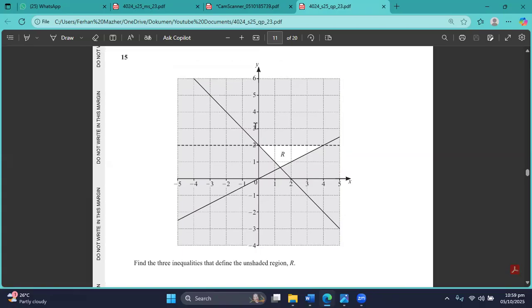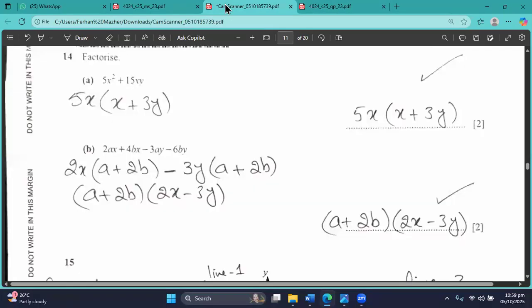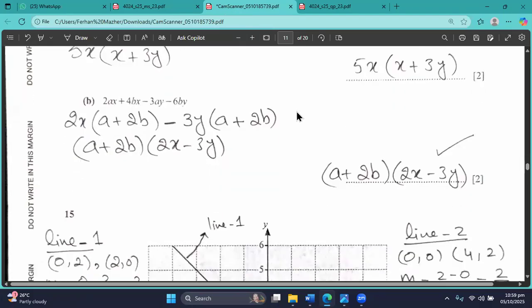Just let me call this line 1. Let me call this line 2. Let me call this dotted line as line 3. Take 2 points on that inclined line, line number 1, and find its equation. Then we will set its inequality. The required area is above this line, okay. So let me show you. I've done this.